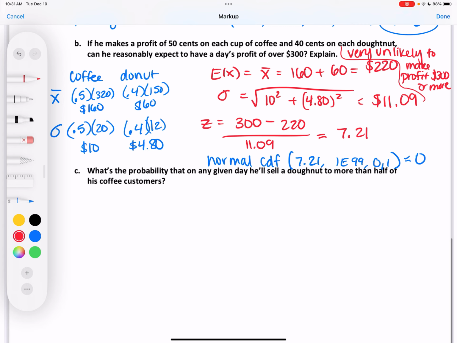All right. What's the probability that on any given day he'll sell a donut to more than half of his coffee customers? So basically, we're looking at donut to more than 0.5 of coffee. I'm just going to use D for donut, C for coffee. So D minus 0.5 C is greater than 0.